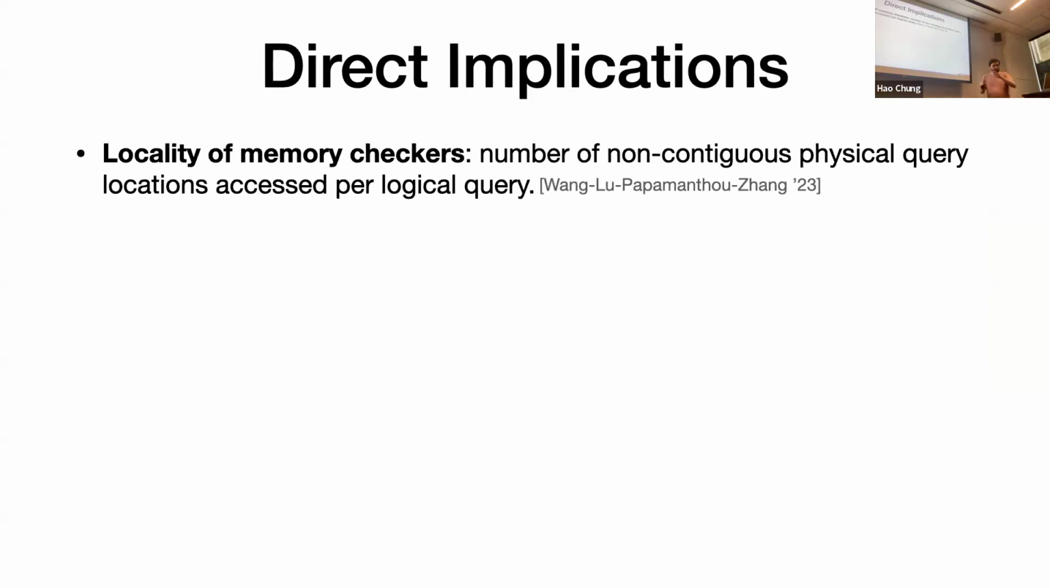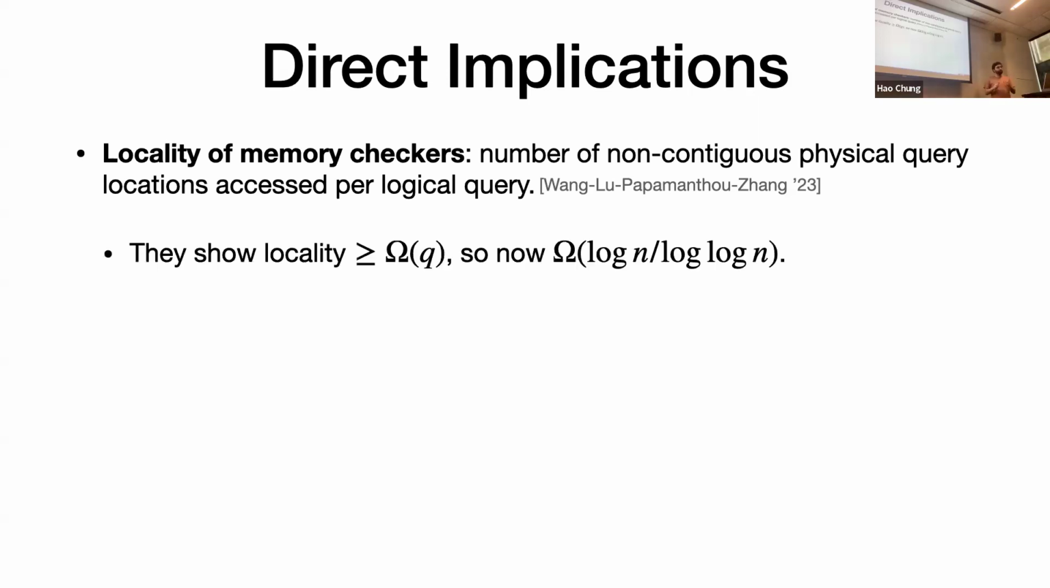Good. So let me mention a few implications of this that I haven't mentioned before. Wang, Liu, Papamanthou, and Zhang defined a notion of locality for memory checkers, which is the number of far away, non-contiguous physical query locations you access per query. It's okay if you query a bunch of places that are close in physical memory, but not if they're far away. This is motivated by systems concerns of efficiency optimization. Roughly speaking, they show that the locality has to be at least the query complexity. So now just by plugging in our lower bound, we get a log n over log n lower bound for the locality of memory checkers as well as query complexity.